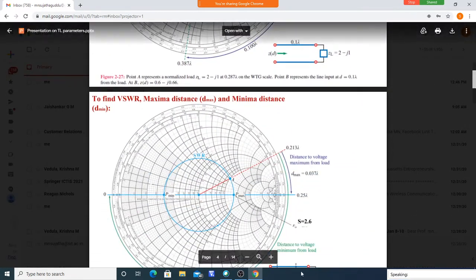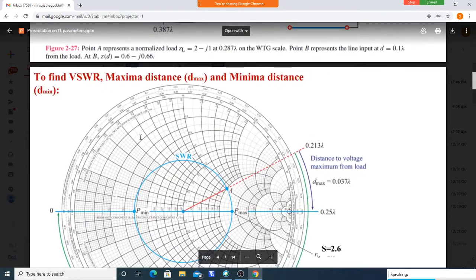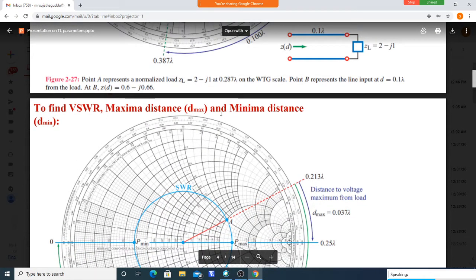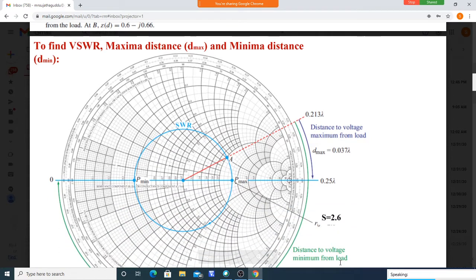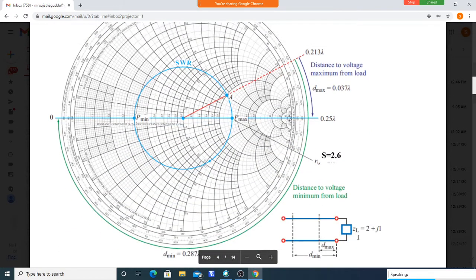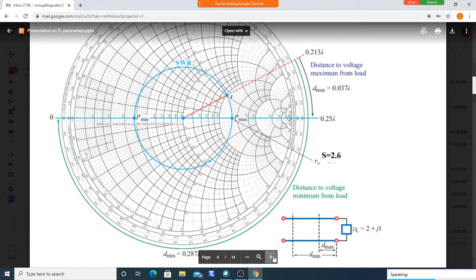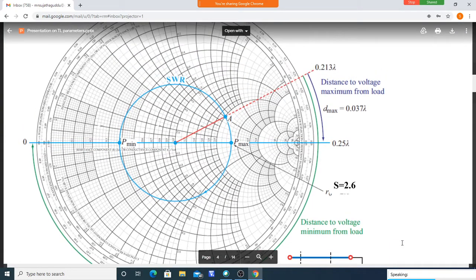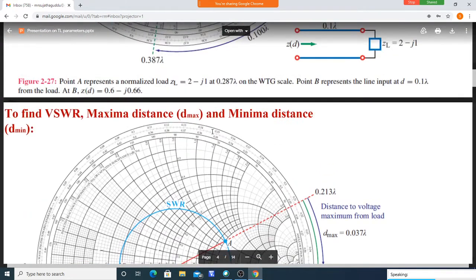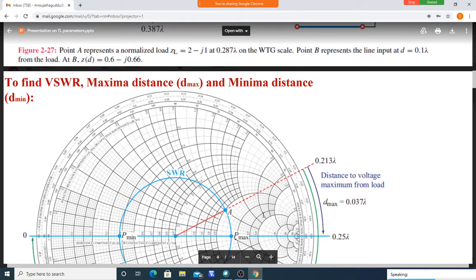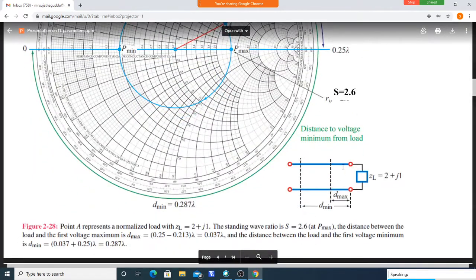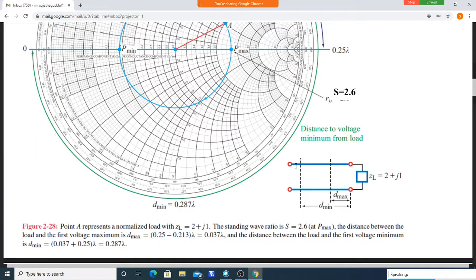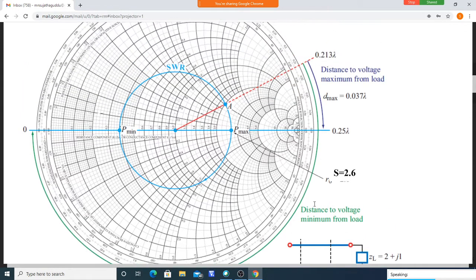Similarly, one more example we will see, to find the VSWR maxima distance and minima distance. So here a problem is given, load 2 plus 1j. What you have to do, you should find out what is the distance d minimum, where d minima is, where d maxima is. What is the distance of the maxima, what is the distance of minima, what is the value of z minimum, what is the value of z maximum, what is the VSWR, all those things we have to measure.